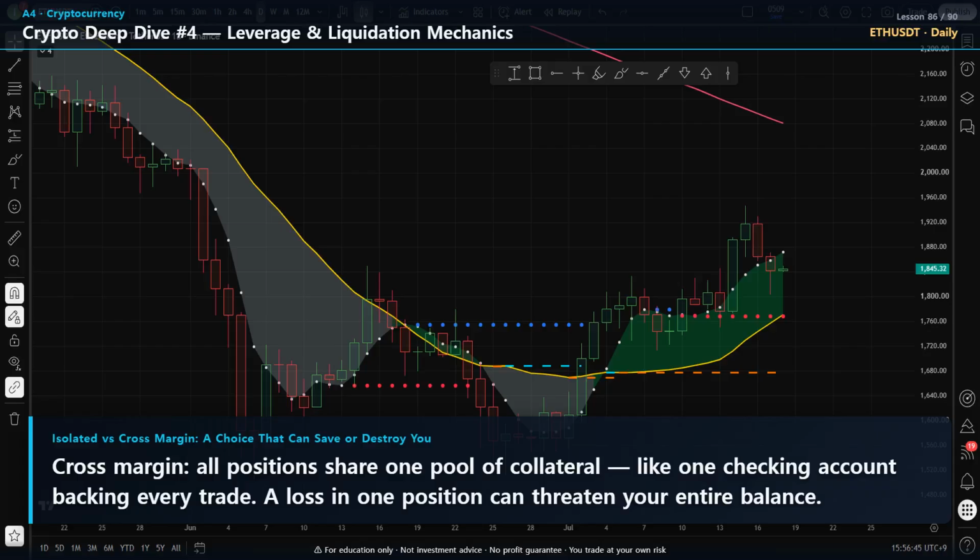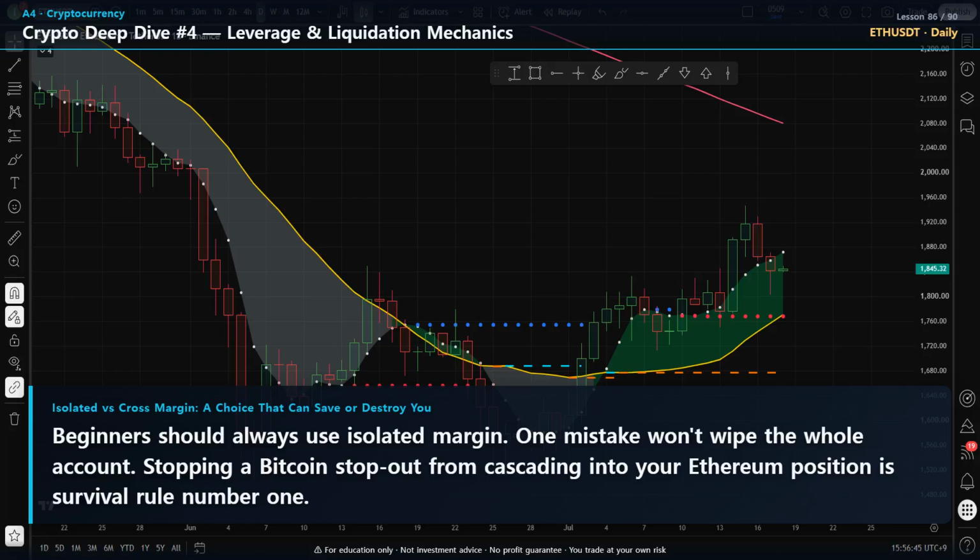Cross margin. All positions share one pool of collateral, like one checking account backing every trade. A loss in one position can threaten your entire balance. Beginners should always use isolated margin. One mistake won't wipe the whole account. Stopping a Bitcoin stop out from cascading into your Ethereum position is survival rule number 1.